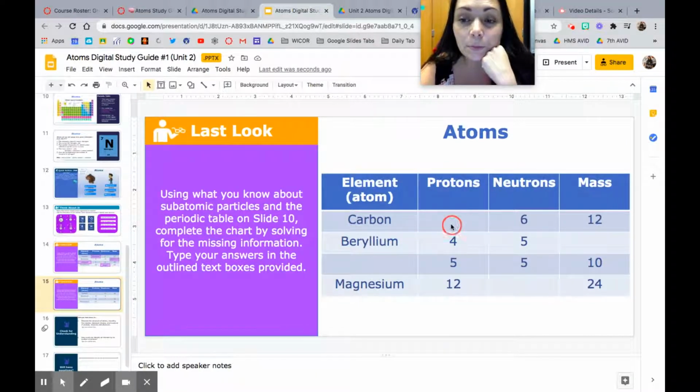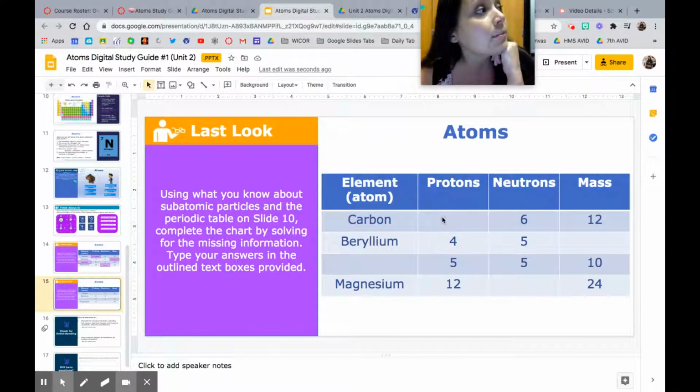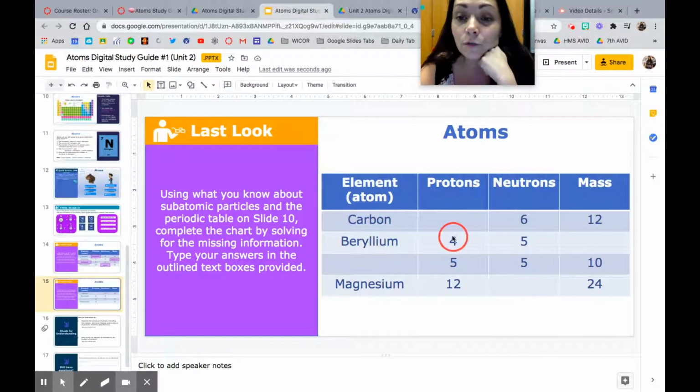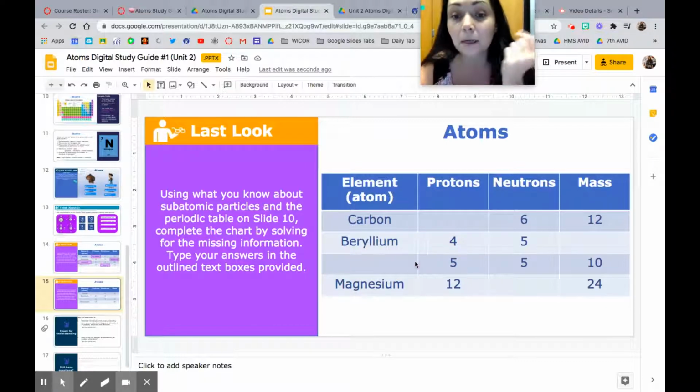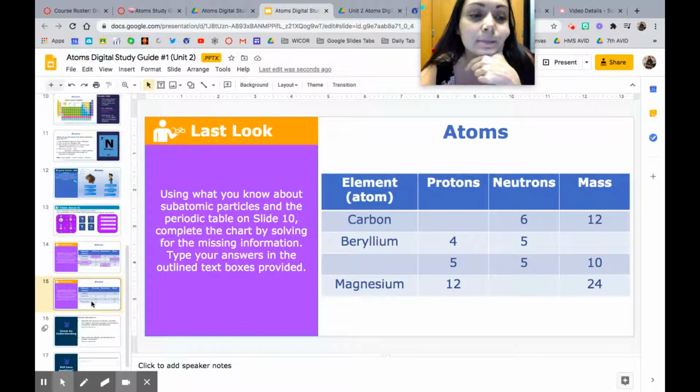So I'm going to calculate the number of protons, calculate the mass, and calculate the number of neutrons. So if carbon has a mass of 12 and neutrons 6, you subtract these two. So it would have 6 protons. Beryllium, to find the mass, you do 4 plus 5 to get 9 as the atomic mass. And then this is like a mystery element. So which element has atomic number 5? It's boron. So if it has 5 protons, its atomic number is 5. And then magnesium, to figure out the neutrons, you do the mass number minus the atomic number, which is also protons. So that would be 12 neutrons.